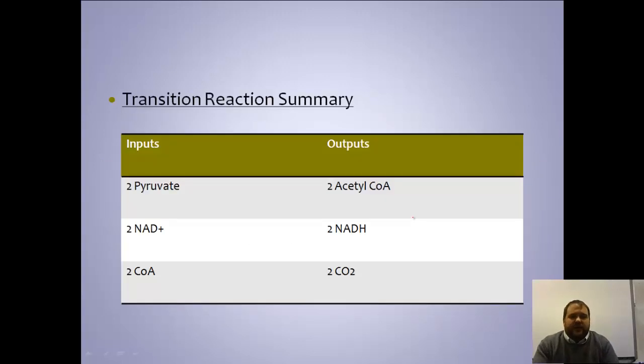So here's your summary to that. Our inputs are 2 pyruvate. Those become 2 acetyl-CoAs. We have to put in 2 NAD+, because they become 2 NADH. And then we have 2 CoAs that go in there as well, and 2 carbon dioxide that leave. So that is our transition reaction summary.